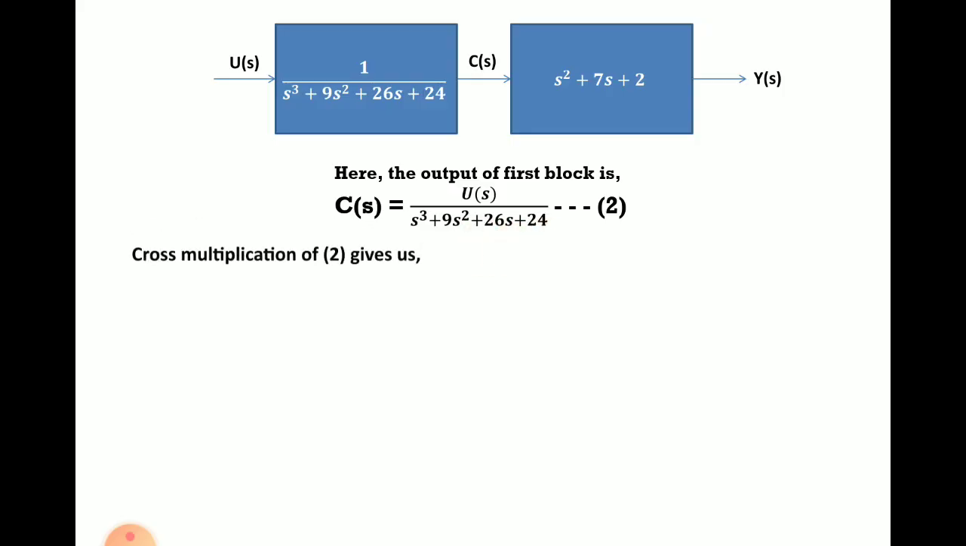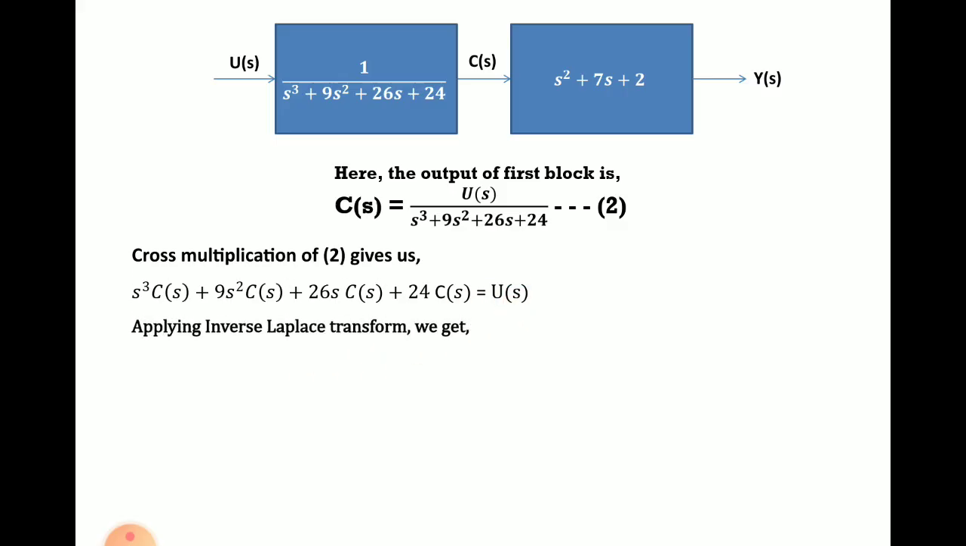Again you perform cross multiplication, you will get u of s into 1, that is u of s. If you multiply c of s with this term, you will get an expression like this. Now again you apply inverse Laplace transform, we will get an expression like this. Again we have already discussed all these steps in the last video, so in detail I will not be explaining. If you want a detailed explanation, you can browse through the previous videos.